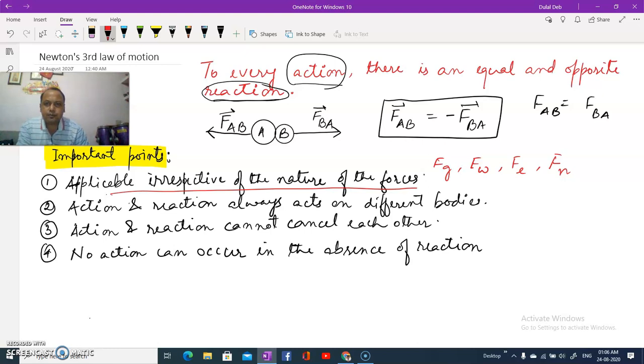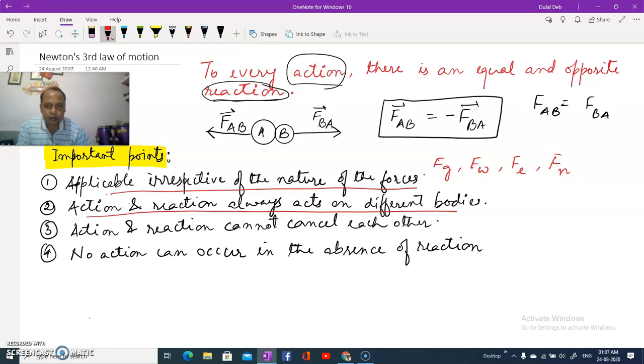Now the second point is, action and reaction always act on different bodies. Because if they act on the same body, the net force on the body will be zero and the body will never be accelerated. I am repeating this again. Action and reaction always act on different bodies, because if they act on the same body, that means same force, same magnitude, in the opposite direction, the net force on the body will be zero. So therefore there will be no acceleration in the body.